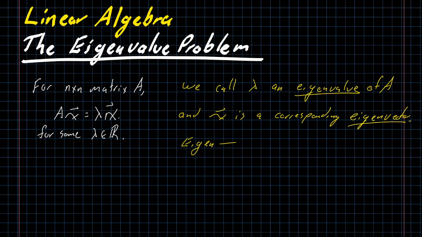This prefix of eigen shows up in a lot of contexts related to this. We're going to see not too far into the future that there are in fact infinitely many eigenvectors for any eigenvalue, but those eigenvectors will form a vector space. So we can talk about the eigenspace, the vector subspace of eigenvectors for a given eigenvalue.